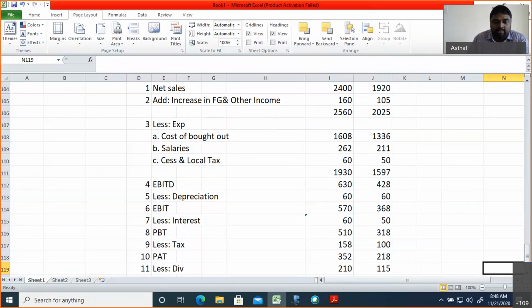Any doubt you can ask. You can just type in the chat box.